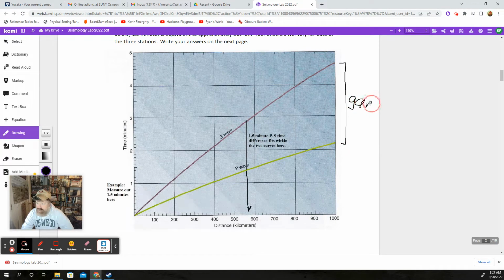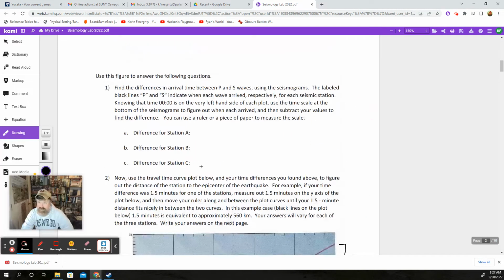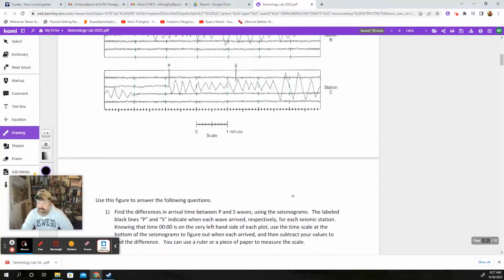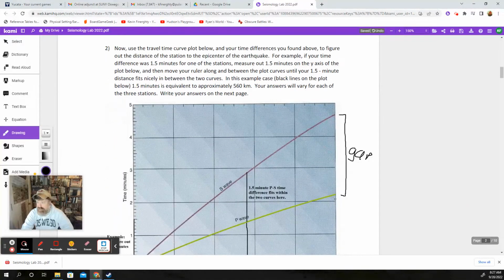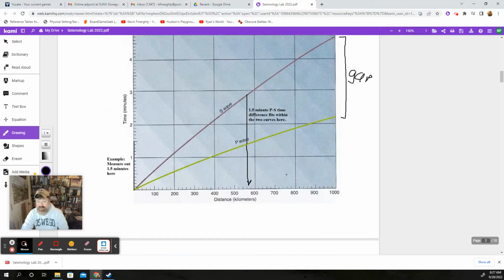How much time passes between P and S? So how much time passes between P and S? Where is it exactly that far apart on this graph? Just come on down and tell me that distance. Shoot me an email if you get frustrated with it.